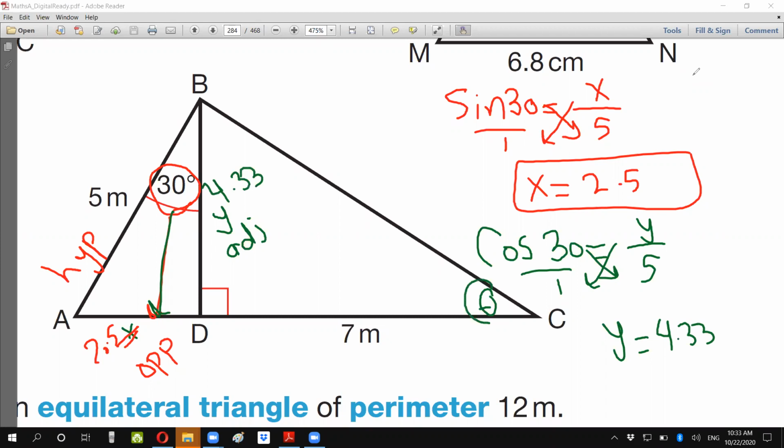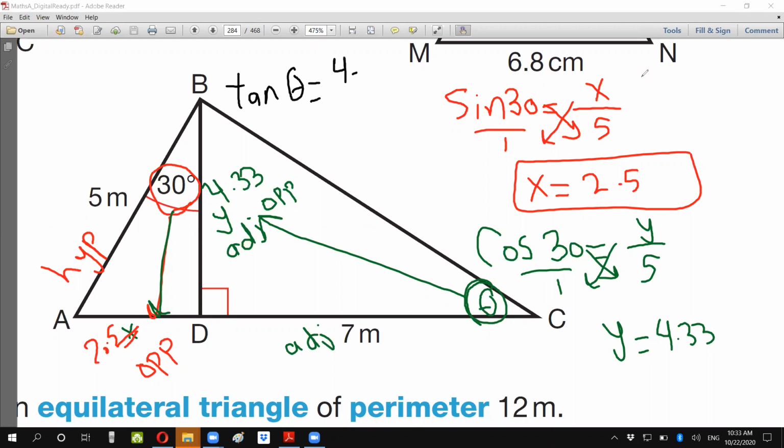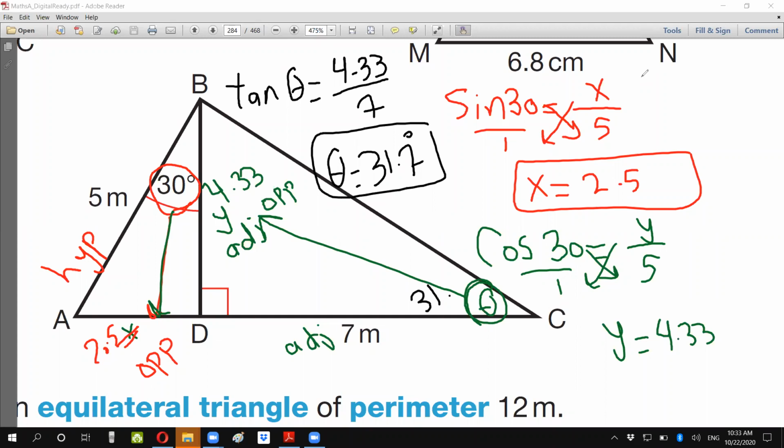I will find angle theta. I will make a line, opposite and adjacent. Which rule will I use? Tan. Tan of angle theta is equal to 4.33 out of 7. Shift tan to find theta. The angle is 31.7 degrees.